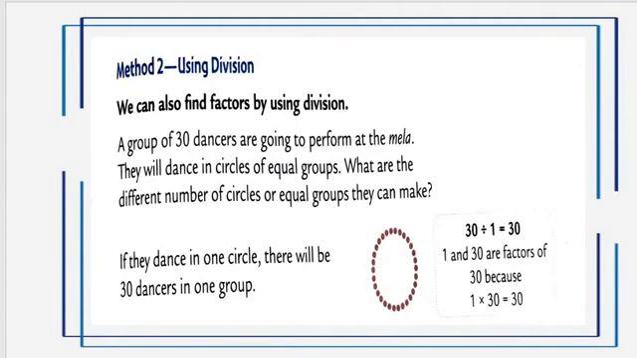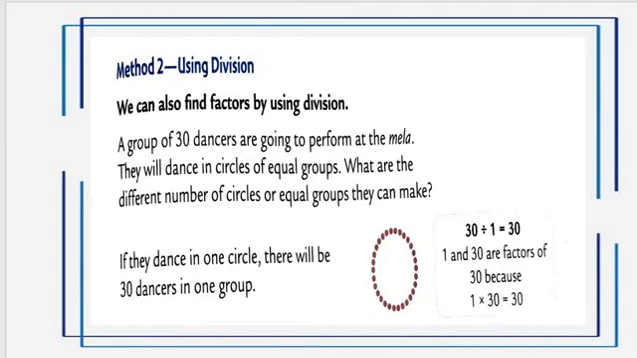Understood, my dear students? A group of 30 dancers are going to perform at the Mela. What does Mela mean, my dear students? Fair. A group of 30 dancers are going to perform at the Mela, meaning a fair. They will dance in a circle of equal groups, meaning they will dance in equal groups. So what are the different numbers of circles or equal groups they can make? Means how many dancers are there? 30.